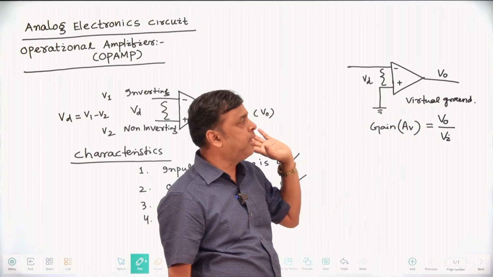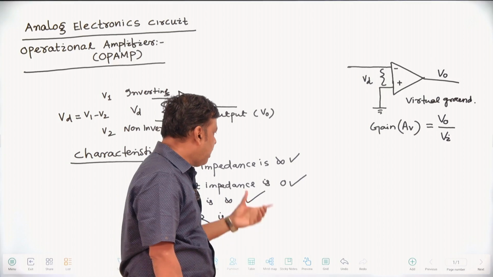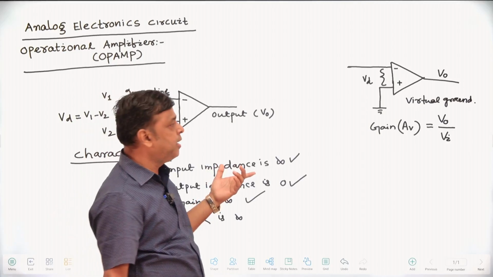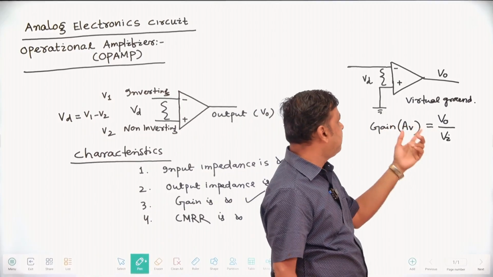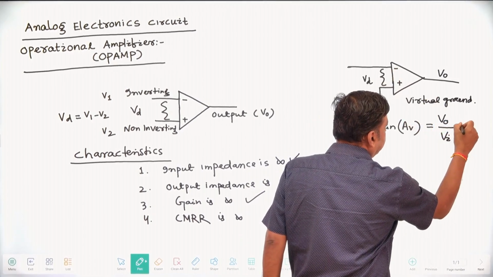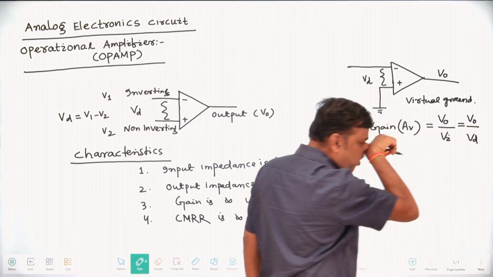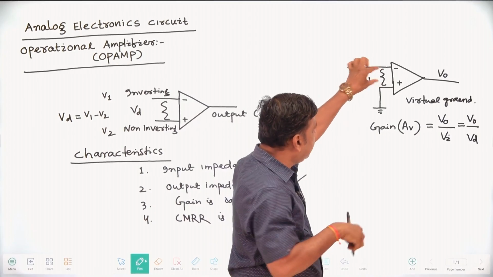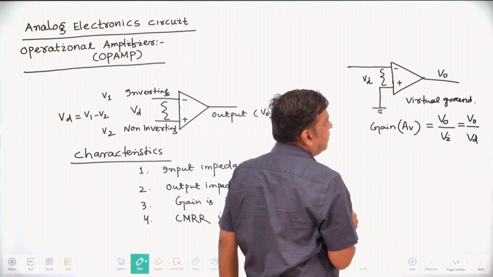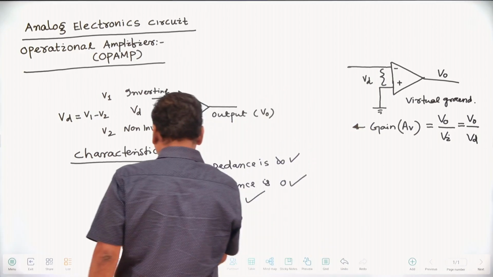Why do we say that the plus terminal is a virtual ground? Already I told you, one of the important properties of the operational amplifier is that the gain is infinite. The gain means output voltage by input voltage. Here, let this be V0 by Vd, where this voltage is nothing but your difference voltage Vd. If the gain is infinite, what must the difference voltage be?